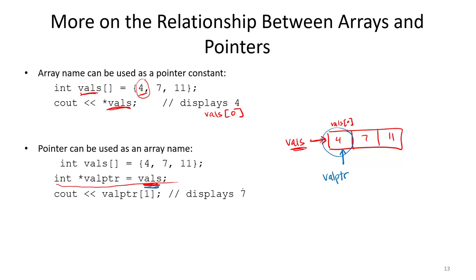But look what I can do. If I write cout << valptr[1], this will actually advance valptr to the next element in my array, and it's going to return the value there. So I can actually use a pointer that's pointing to my 0th element in the array. I can treat this pointer like an array with the square brackets, and I can have it move around inside my array.